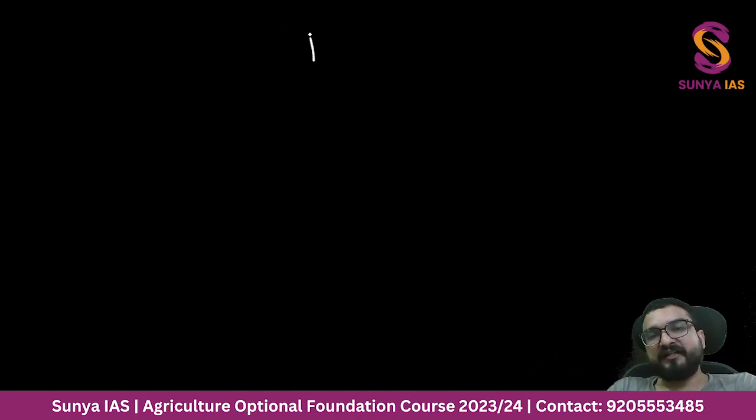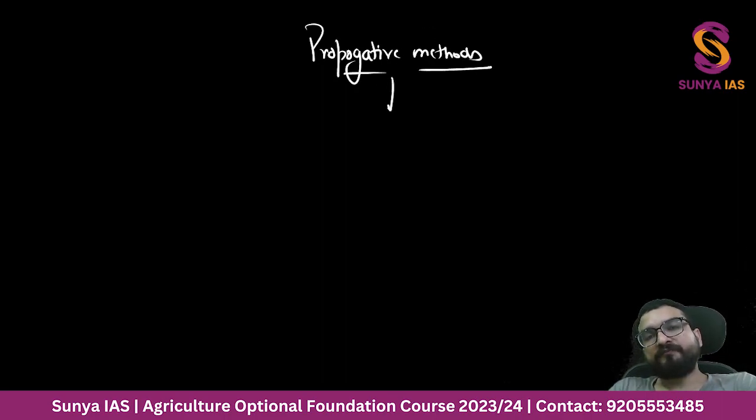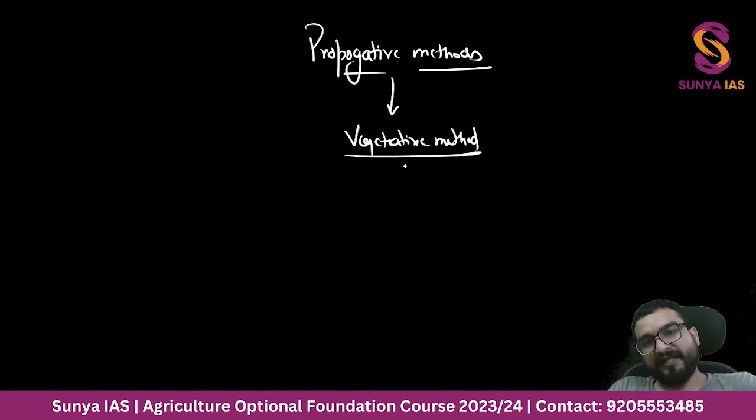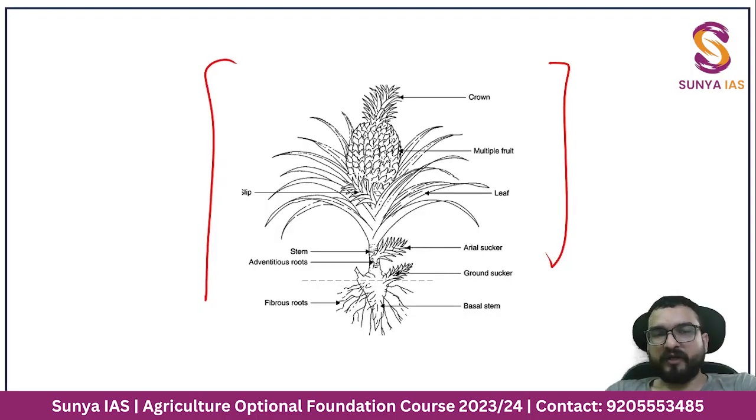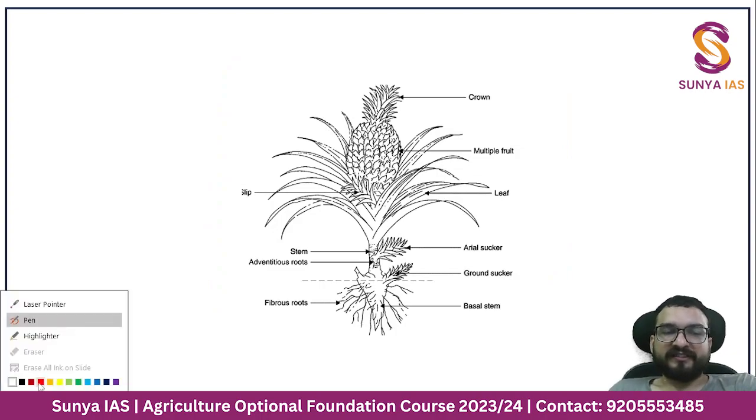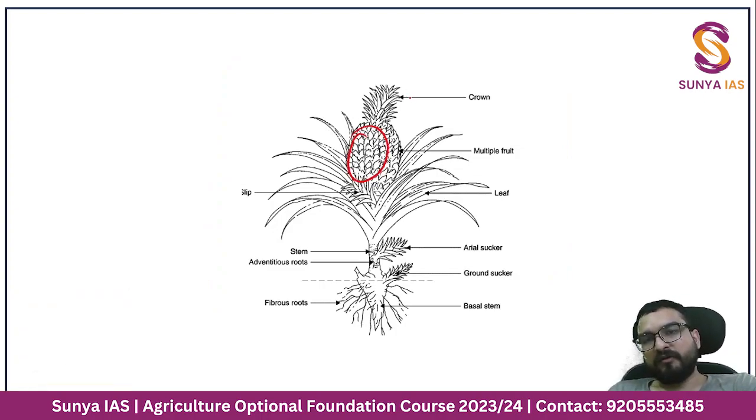Okay, now understand its propagation. Propagation methods. Pineapple is propagated by vegetative asexual reproduction, by the use of, here you will find the terms, slips, suckers. Now let me show you slips first. Over here, see this diagram. These are some of the parts. This is the main fruit. This is the crown, the pineapple head. This you are seeing, this is the sucker, guys.